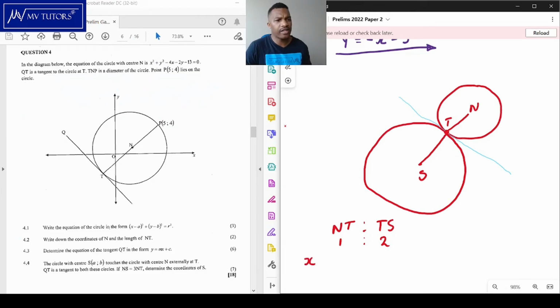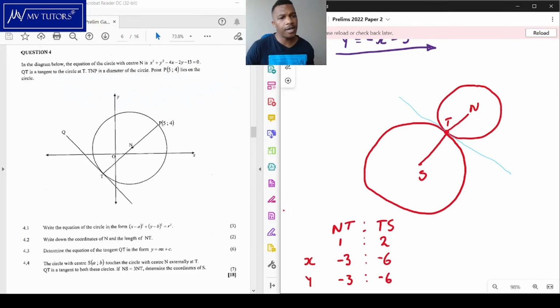So let's look at the X values. What happens to the X values? Remember, from N to T we were subtracting 3, which means for TS we have to subtract twice as much, which is minus 6. For the Y, from N to T we also subtract 3, which means for TS we have to subtract 6 as well.